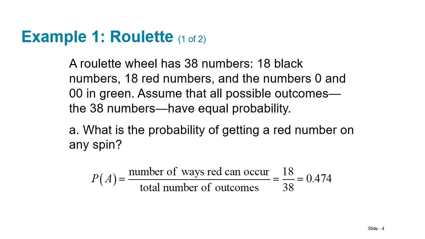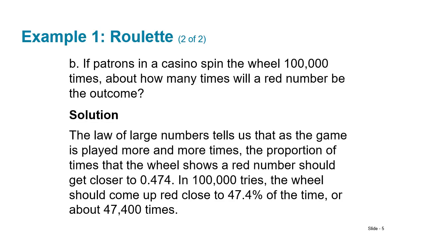Okay, so if patrons in a casino spin the wheel 100,000 times, how many times will a red number be the outcome? Well, an expected value is what you would expect to see on average over the long term. And in simplest terms, we always compute expected values by simply taking the probability of that event and multiplying by the sample space. So you would literally just take 0.474, multiply it by 100,000, and you would think that out of 100,000 spins, you should see 47,400 times the wheel will come up red.